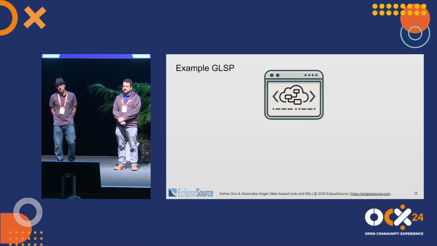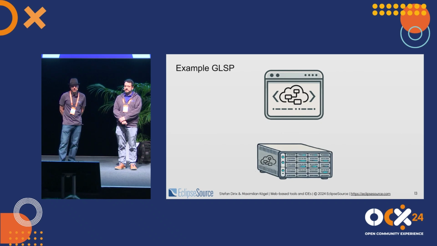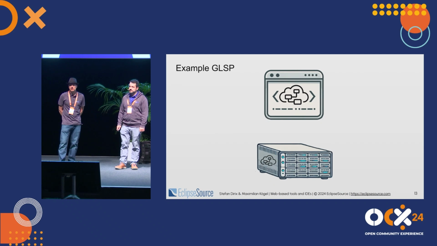So the idea is that you have a front end, and the front end doesn't really understand the semantics of the underlying model. It only knows how to render the graphics, so the graph, and how to provide you with a palette, and it lets the user interact with the diagram. But then you have a backend, and the backend really understands the semantics of the graph.